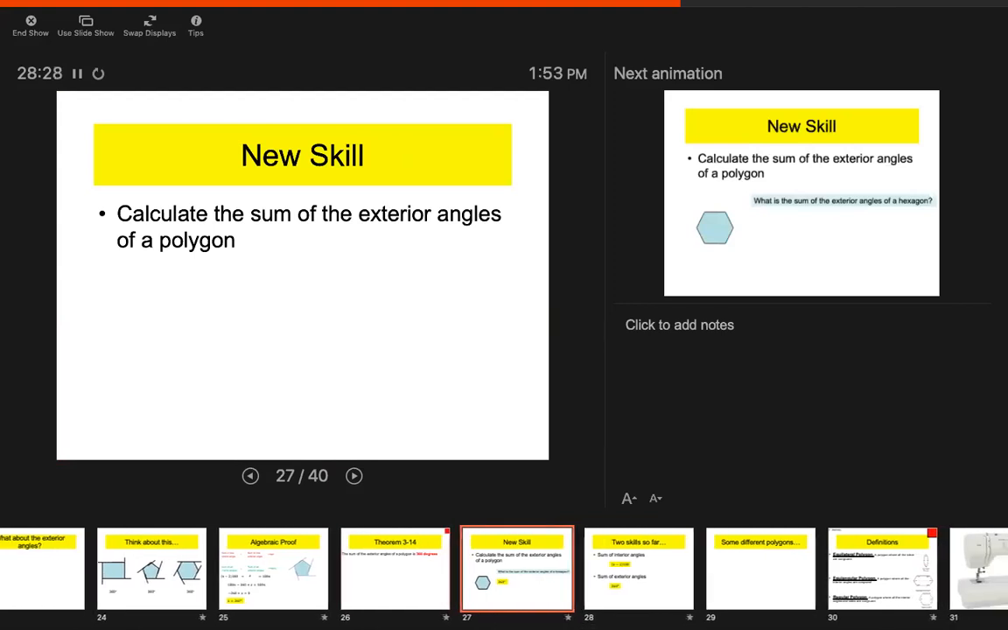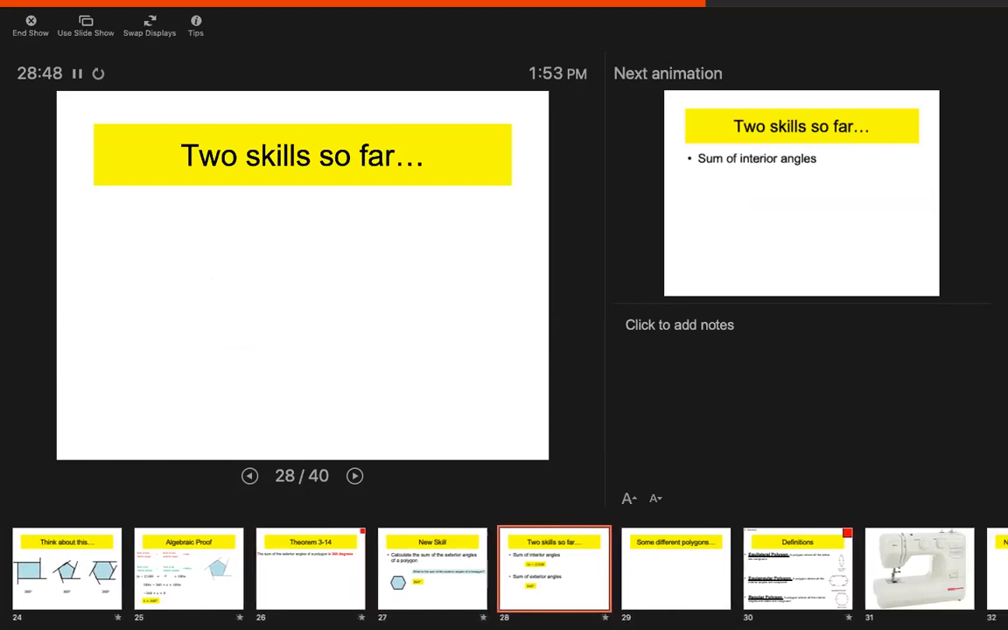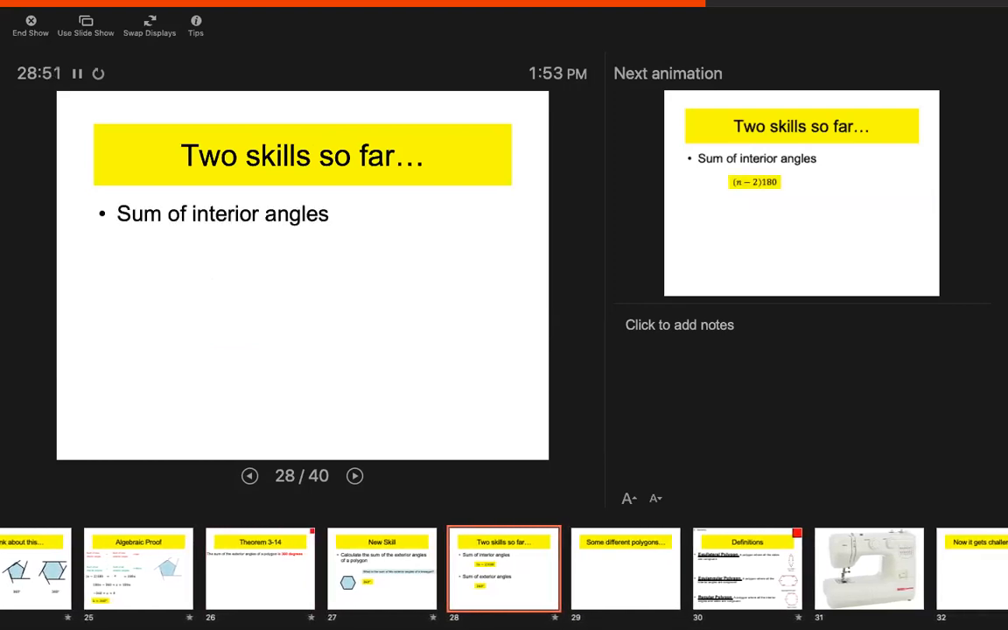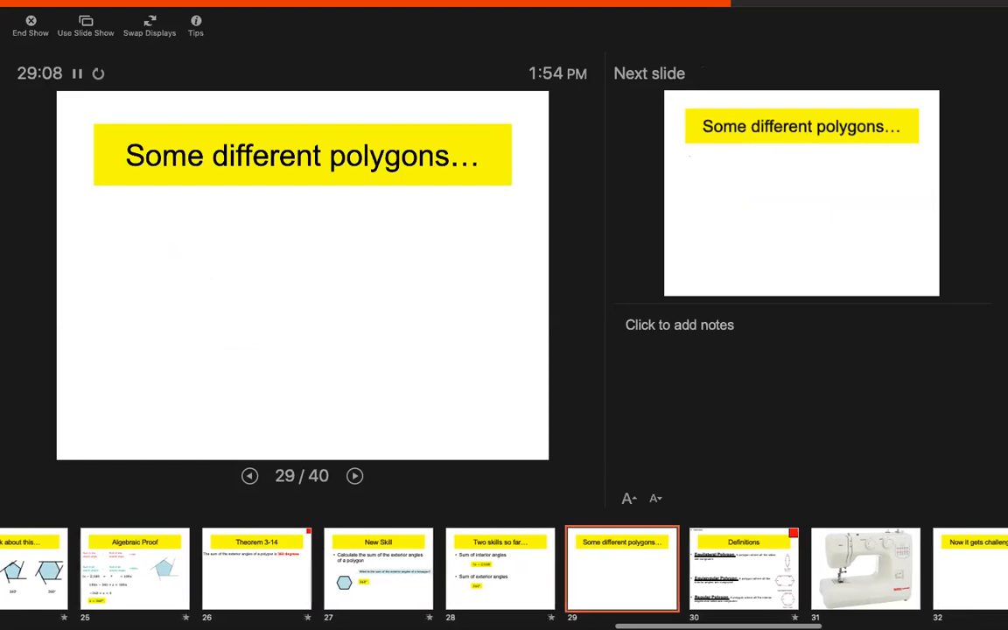The new skill is that you can calculate the exterior angles. What's the sum of the exterior angles of any polygon? Not 180. It's literally what you just wrote down: 360. It doesn't matter what shape. The answer is always 360. So two skills so far. The sum of the interiors is n minus 2 times 180, and the sum of the exteriors is 360. I said we've got four, so there must be two left. The other two come from these two formulas. They're going to be different formulas, but they come from these two.